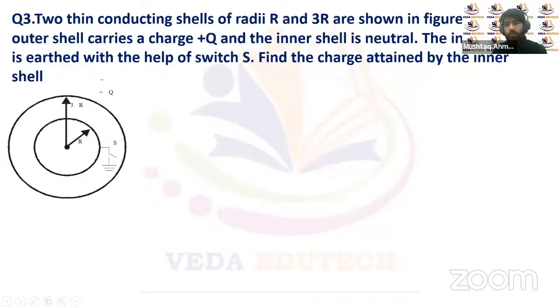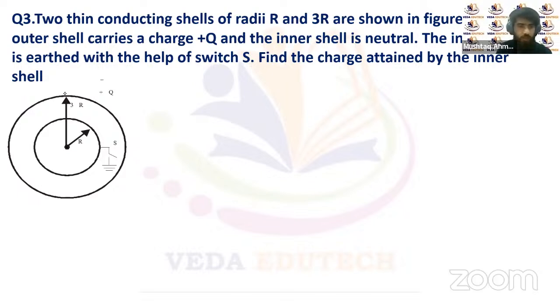Now, let's move on to the next question, question number 3. The question says we have two thin conducting shells of radii r and 3r as shown in the figure. The outer shell carries the charge plus q and the inner shell is a neutral conductor. The inner shell is earthed with the help of switch S. Find the charge attained by the inner shell.